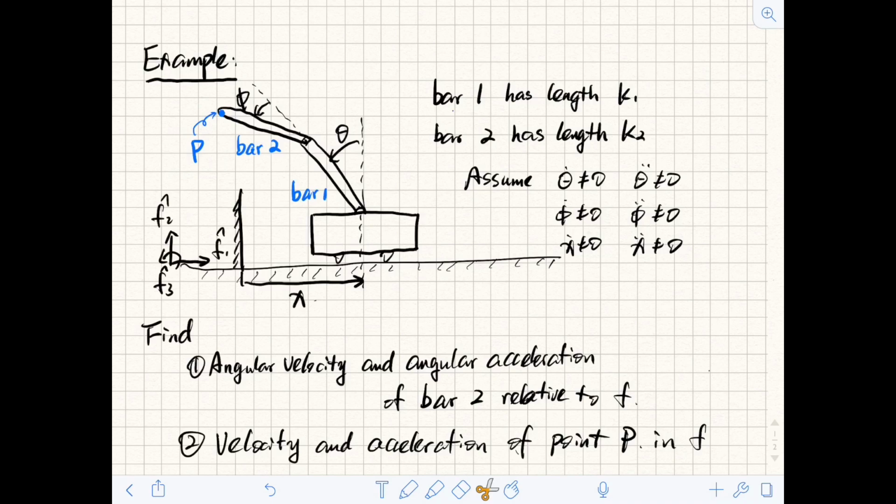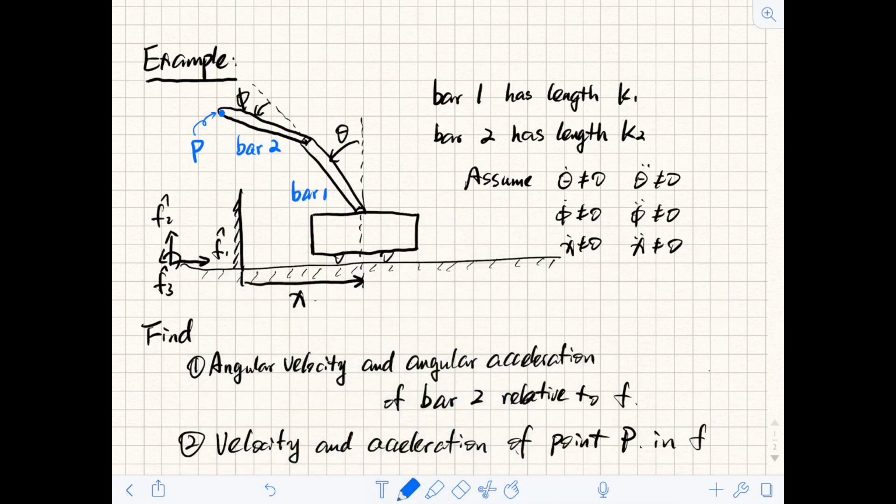Bar 1 has length k1. Bar 2 has length k2. And we assume theta dot does not equal 0, theta double dot does not equal 0, and the same goes for phi dot, phi double dot, x dot, and x double dot. We need to find the angular velocity and angular acceleration of bar 2 relative to F. And we also need to find the velocity and acceleration of point P in F.